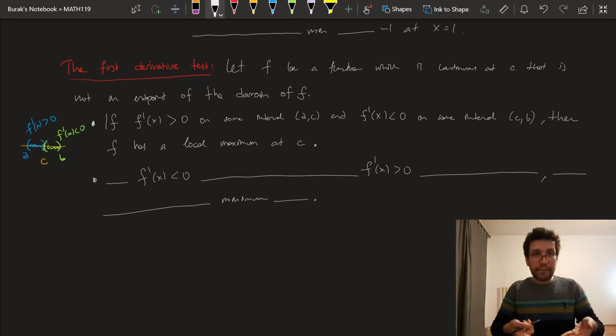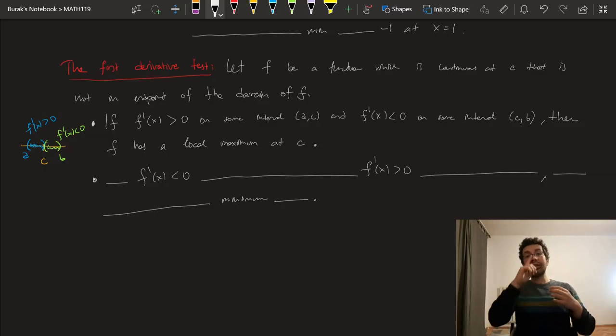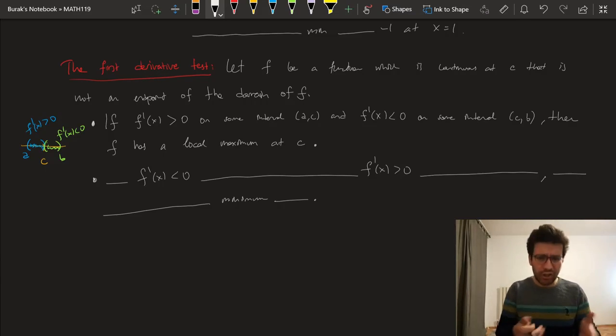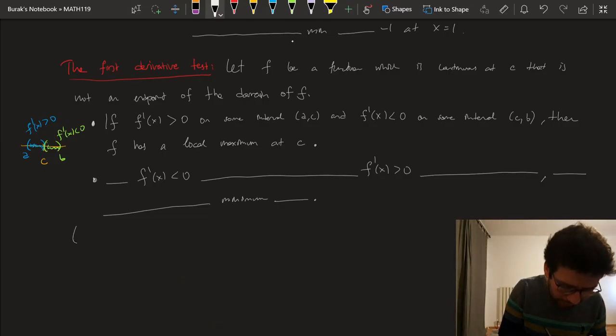So, I'm not going to write down the proof because I already told you the proof. This is the first derivative test. In the statement of this theorem, you may have realized that I took C as a point in the domain of f which is not an endpoint of the domain of f. If C is an endpoint, you can come up with variations. So let me write that down.